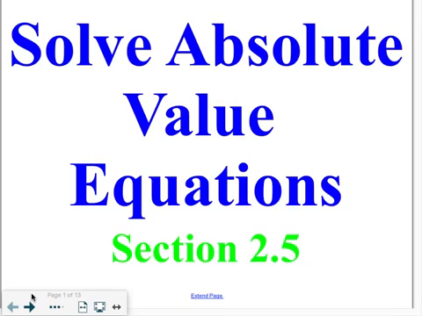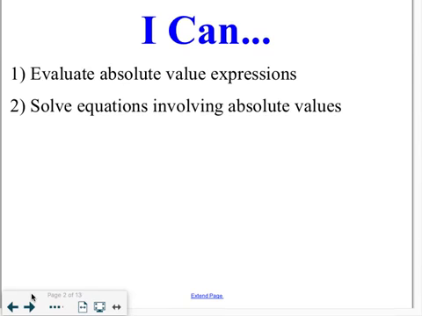Class, today we're talking about section 2.5, which is solving absolute value equations. By the end of today, you will be able to evaluate expressions involving absolute values and then solve the equations that have the absolute values within them as well.